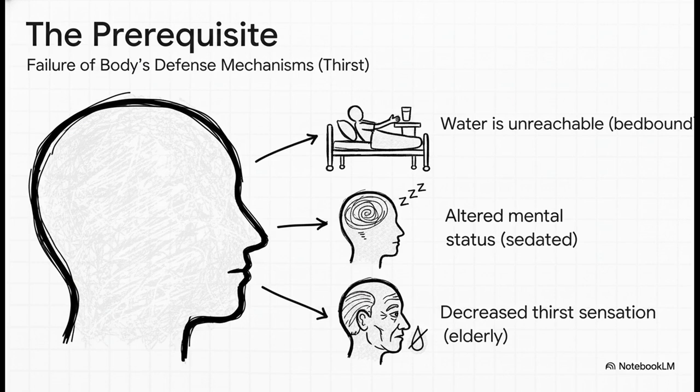And this right here, this is where your clinical detective work really begins. A healthy thirst mechanism is an incredibly powerful defense. Hypernatremia only ever happens when that defense fails. So you have to be asking yourself, why didn't my patient just drink some water? Are they stuck in bed? Are they intubated and sedated? Or maybe have they lost that sense of thirst, which we see all the time in our elderly patients? Finding that answer is your first job.